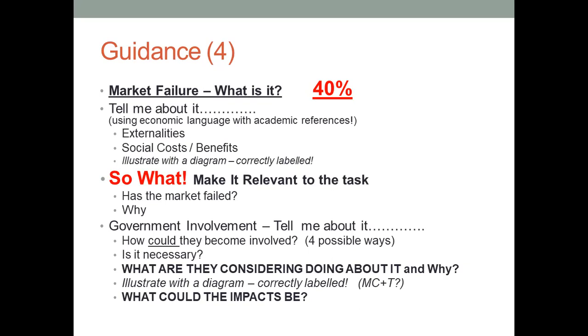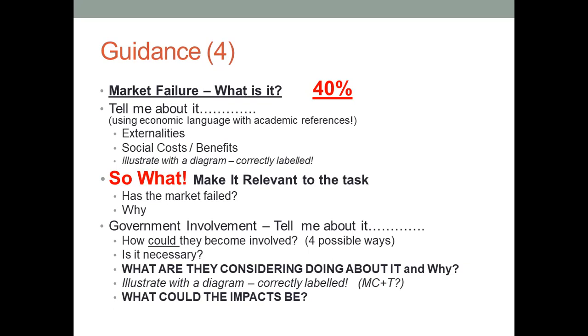So this is where you should be talking to me about the externalities, about the social costs, the social benefits. Show me with a diagram, but make it relevant. Has the market failed? Why has the market failed? We talked in sessions about how governments can be involved, and if you remember from the slide, there's 4 ways they can be involved. Tell me what those 4 ways are.